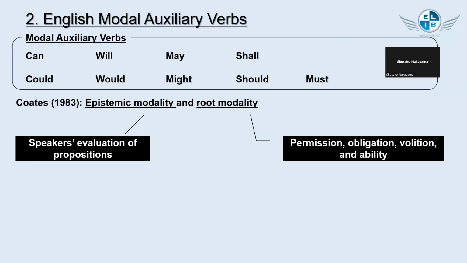Epistemic modalities express the speaker's assumptions or assessment of truth values. This type of modality expresses possibility, prediction, certainty, and so on. Root modality, on the other hand, is used to express permission, obligation, as well as speaker's ability and willingness to do something.